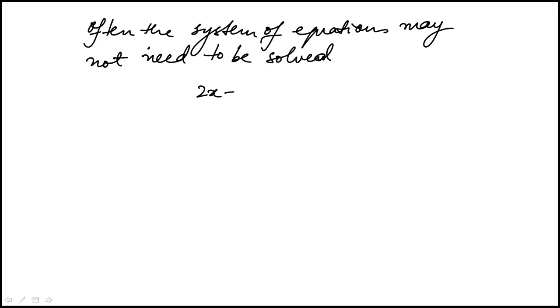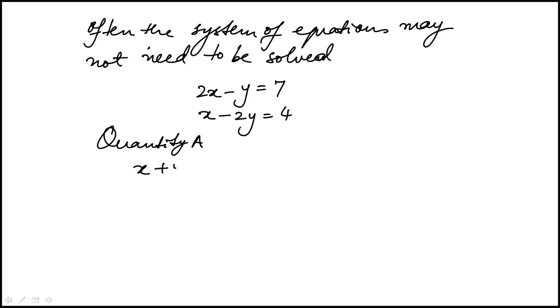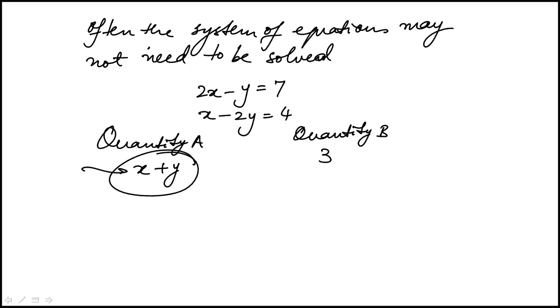So for example, let's say we look at this quantitative comparison. You're given 2x minus y equal to 7 and x minus 2y equal to 4. And then quantity A is x plus y and quantity B is 3. So what I mean by not having to solve for x and y is if you see that in this question we're really just interested in finding the value of x plus y. Don't really care what x is or y is. In those situations when you see a combination of those variables, try to create this expression using the equations as opposed to actually solving for x or y.